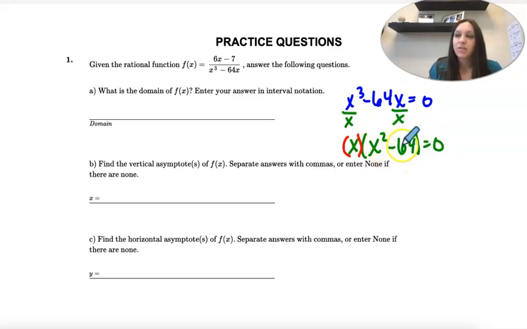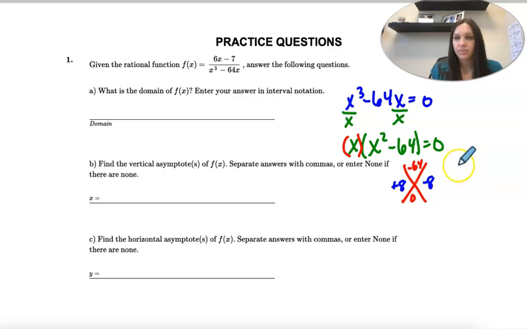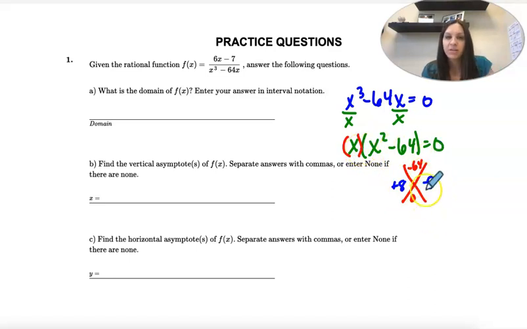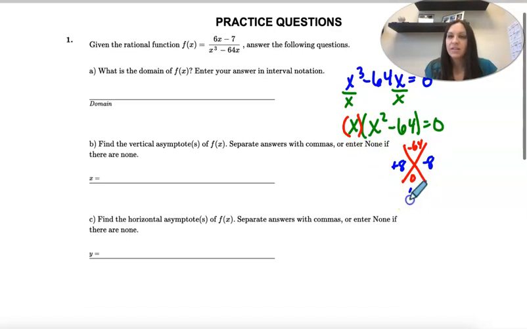So this is a difference of squares. We have negative 64 and 0, because there's no middle term. So positive 8, negative 8. So this can actually factor into x plus 8, x minus 8. So for this one we have 3 factors. We have x, we have x plus 8, we have x minus 8.